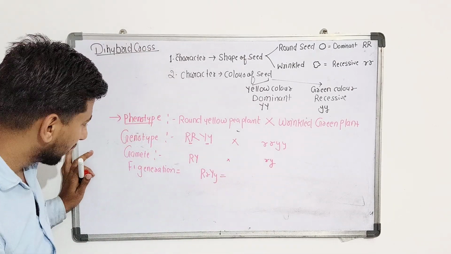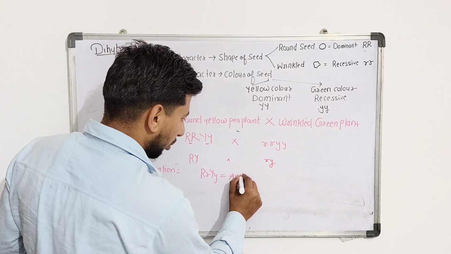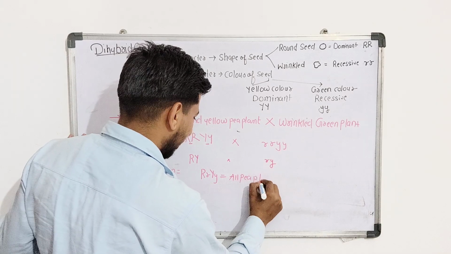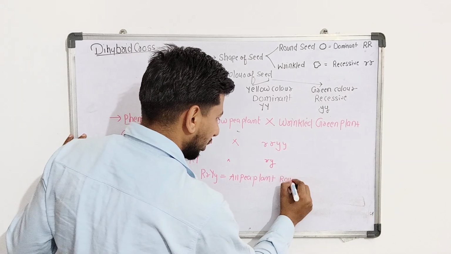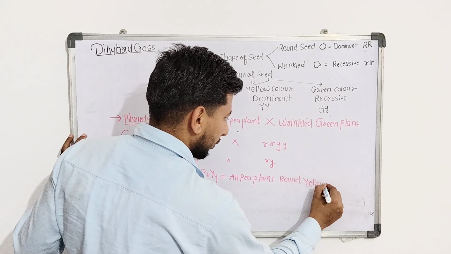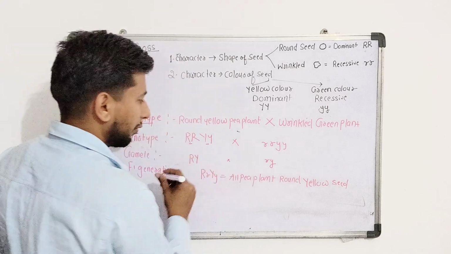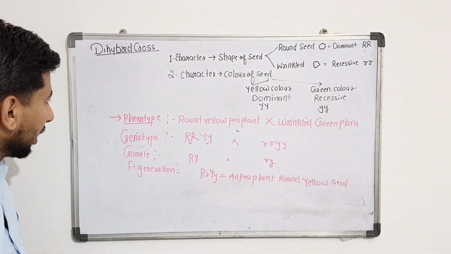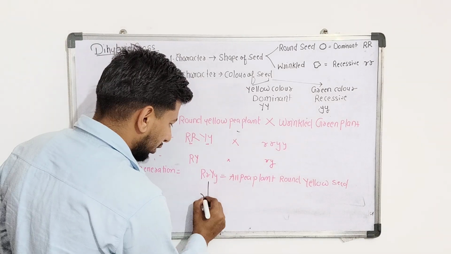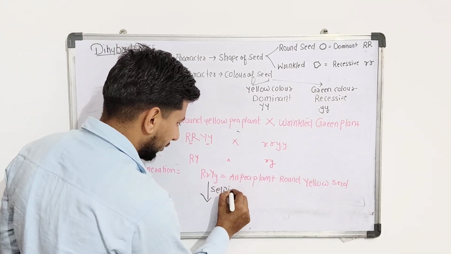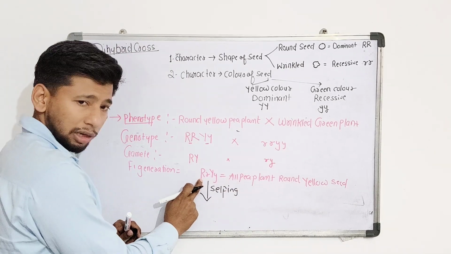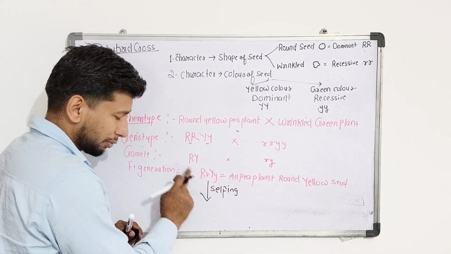What Mendel observed in F1 progeny: all pea plants are round and yellow seeded. So this is the F1 result of Mendel dihybrid cross. What do we do? We do selfing of this. Selfing of F1. Selfing means one time we will consider it as a male, one time we will consider it as a female.